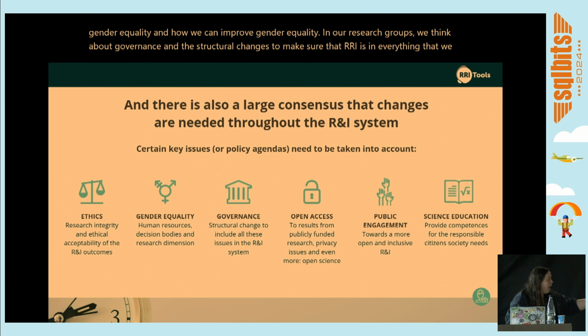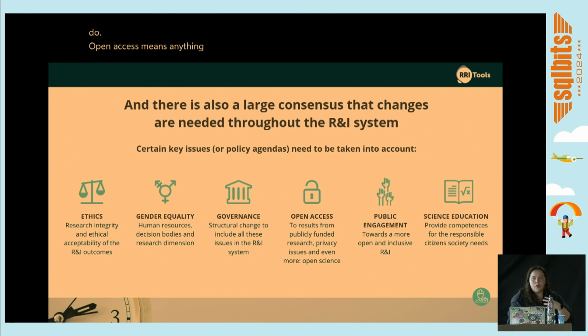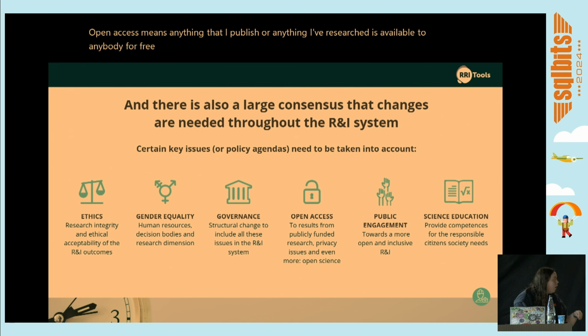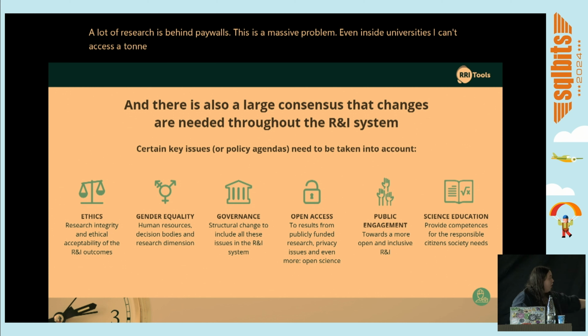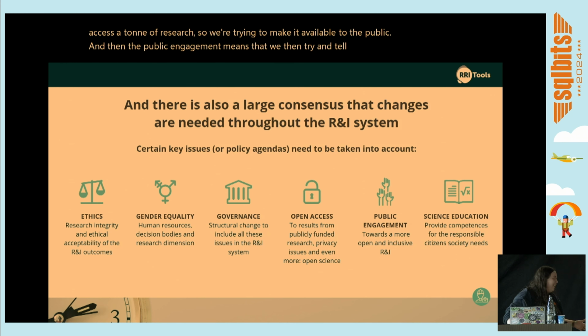Open access means that anything that I publish or anything I research is available to anybody for free, forever. A lot of research is behind paywalls. This is a massive problem. Even inside universities, I can't access a ton of research. So we're trying to make it available to the public. And then the public engagement means that we then try and tell the public about our research.